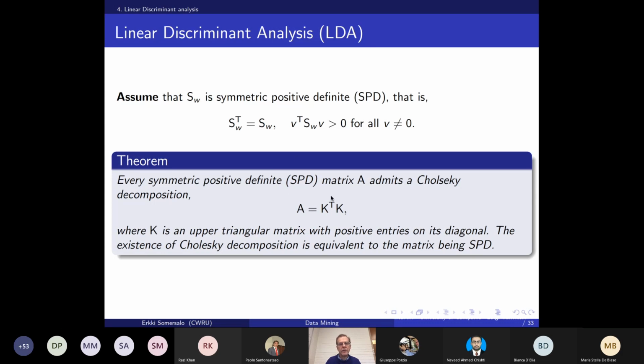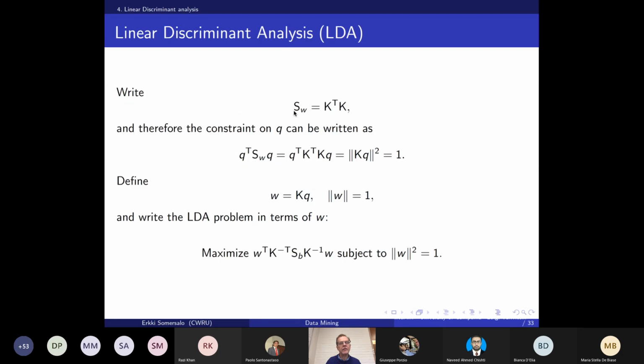And so when you have a symmetric positive definite matrix, as I said, this matrix K is invertible. So we are going to use that, assuming that my SW is symmetric positive definite. So I start with the Cholesky decomposition. In MATLAB, if you need to calculate the Cholesky decomposition, the command is chol. So you take chol S and you get the matrix K. That's one of the built-in linear algebra tools in MATLAB. So I'm assuming that I now have the Cholesky decomposition. And so let's look at the constraints.